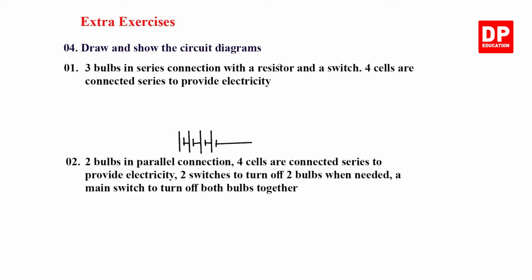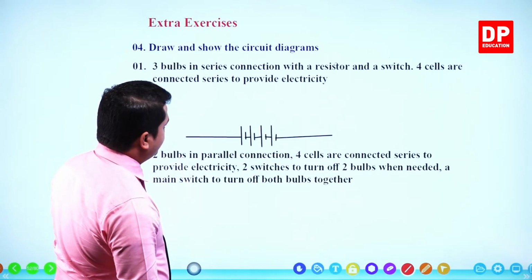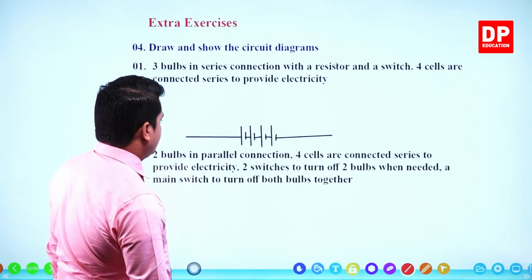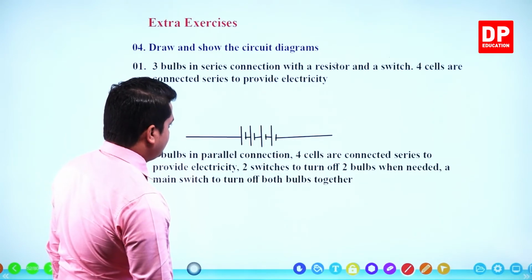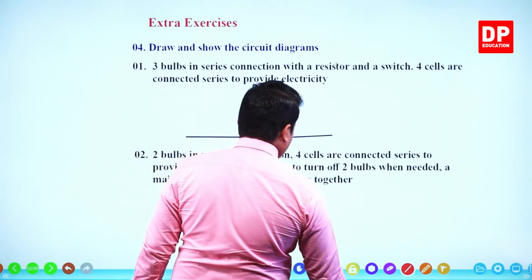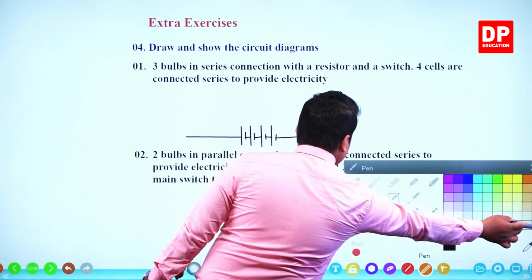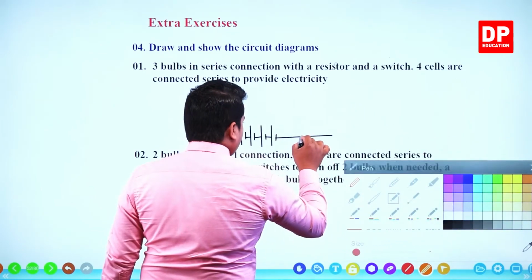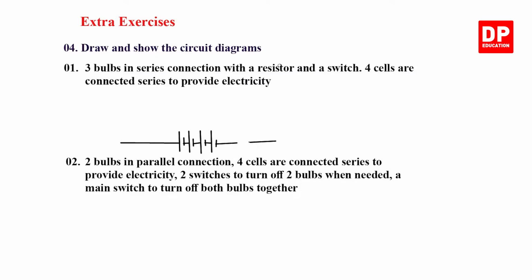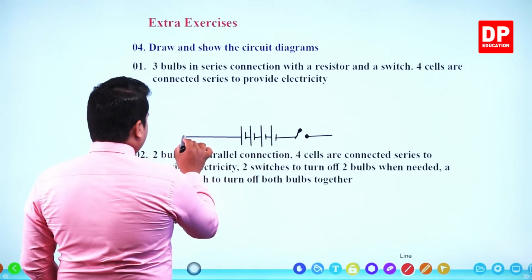Then three bulbs in series connection with a resistor and a switch. So we have to draw 3 bulbs in series connection. As there is a switch, I am going to draw the switch first. Switch. Then the 3 bulbs.